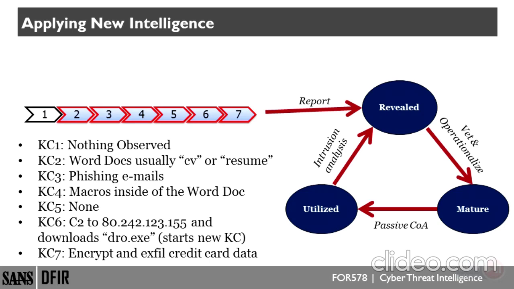Then I'm going to say kill chain 6, command and control out to an IP address and downloads dro.exe. But Rob, you said just classify the second stage in here. Again, I just want to show you a different way. You can do it any way you want. I normally would put the macros in 5 and the dro.exe in 5 underneath it. Normally. But you can do it however, as long as you are consistent. Whichever makes sense to you. It's just a model. I make a tree out of it. And then kill chain stage 7, encrypt and exfil the data of the credit cards. Cool.